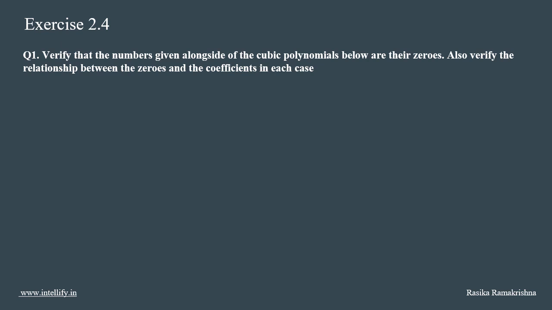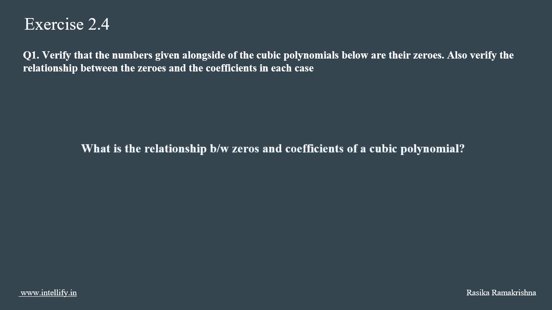Exercise 2.4, question number 1. Verify that the numbers given alongside the cubic polynomials below are their zeros. Also, verify the relationship between the zeros and the coefficients in each case. Alright, so verifying that particular numbers are the zeros of polynomials is pretty easy. But the important part here is what is the relationship between the coefficients and the zeros of a cubic polynomial.